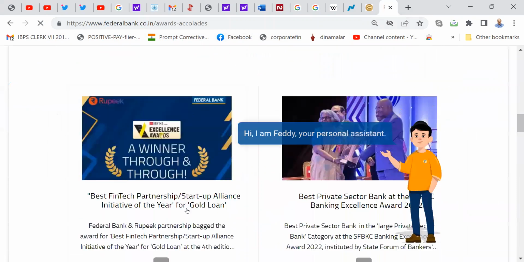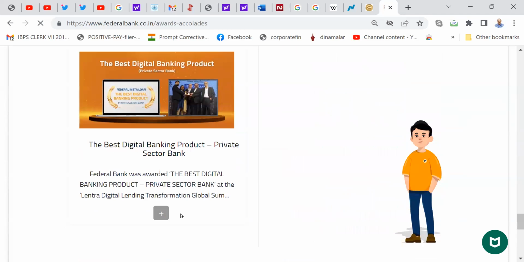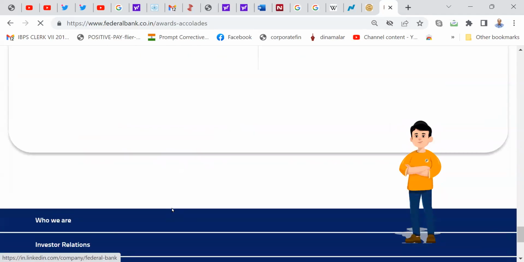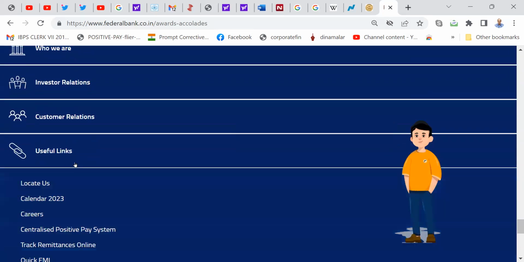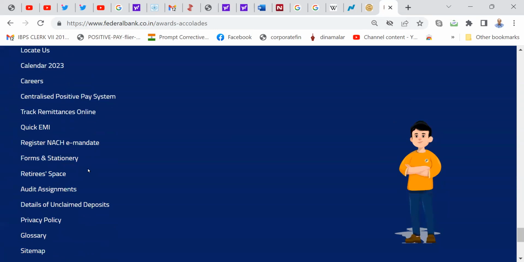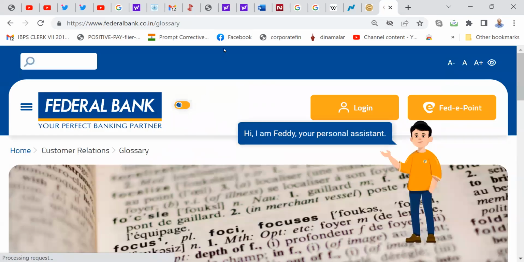I'm not an agent of Federal Bank, don't mistake me. But of course, my major customers are Federal Bank customers only. A lot of people have come, more than 300 candidates have joined in Federal Bank. This is the glossary. I am giving you that glossary.